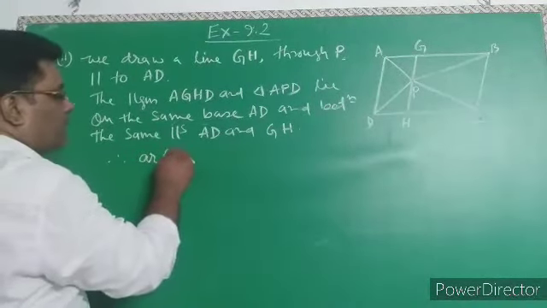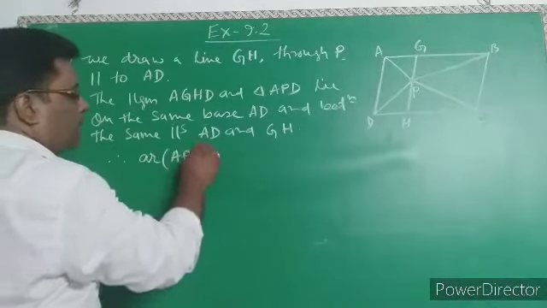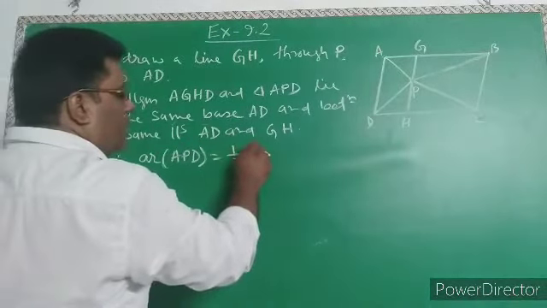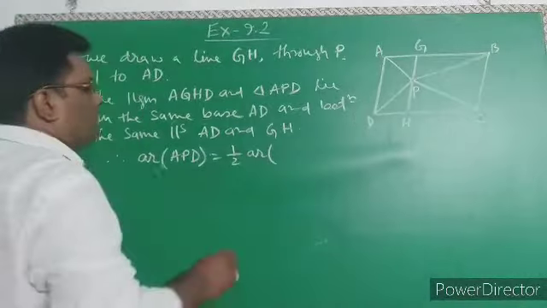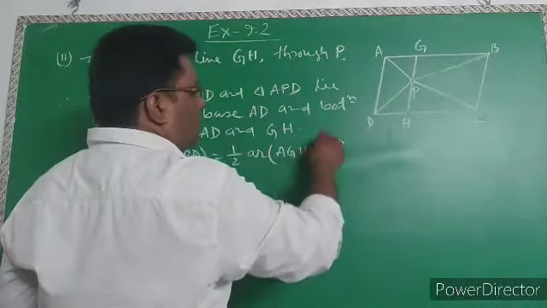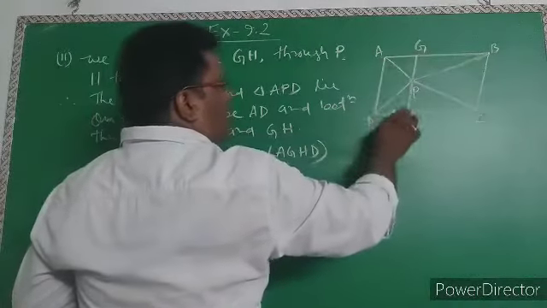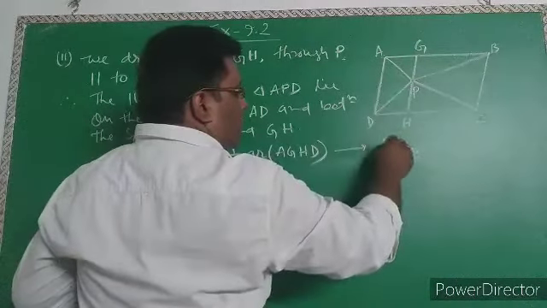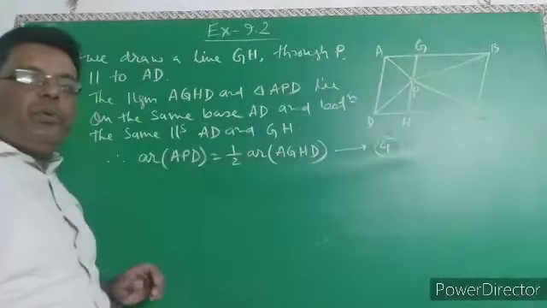Therefore, area of APD is equal to half area of AGHD. So give it number 4.